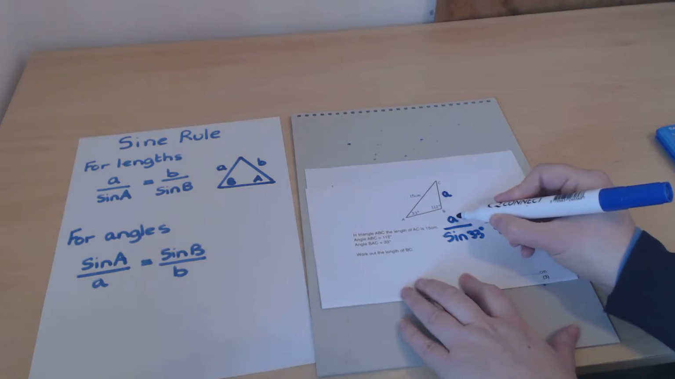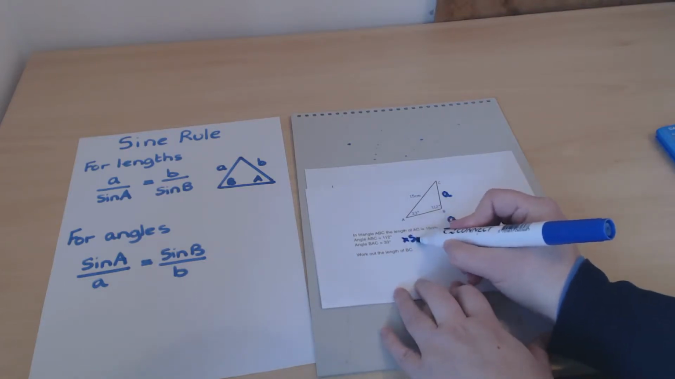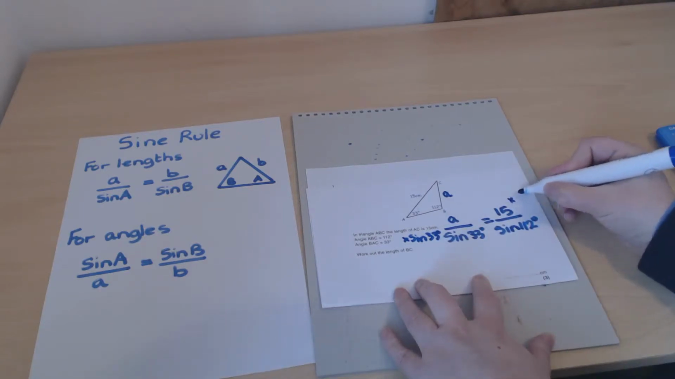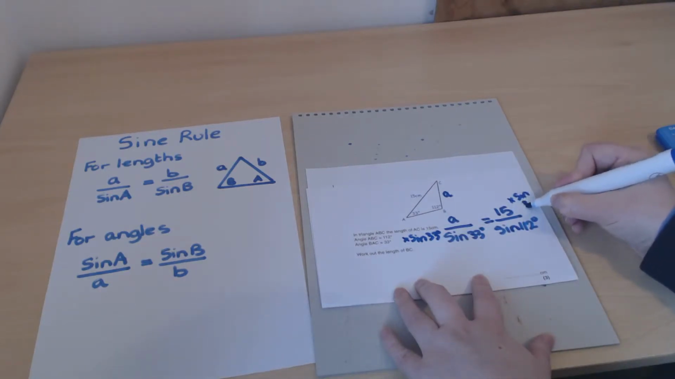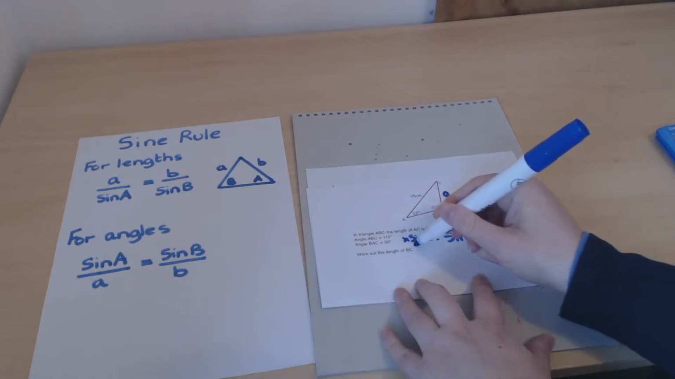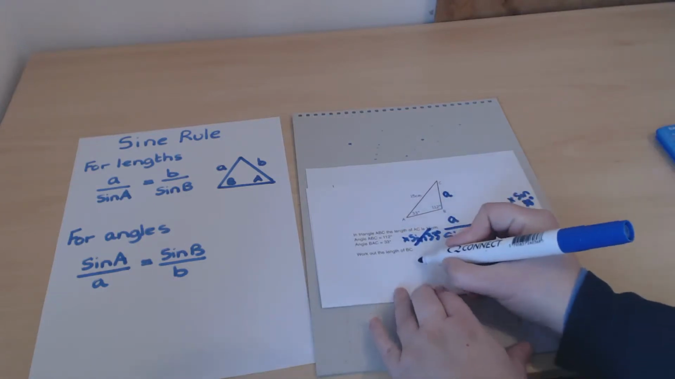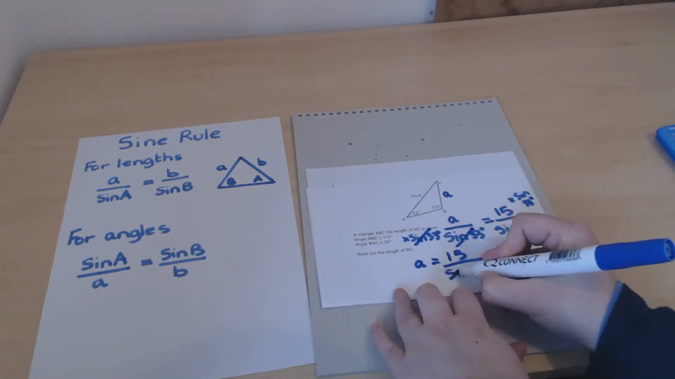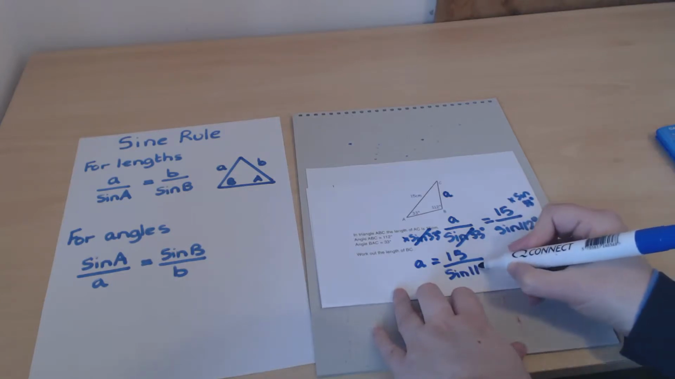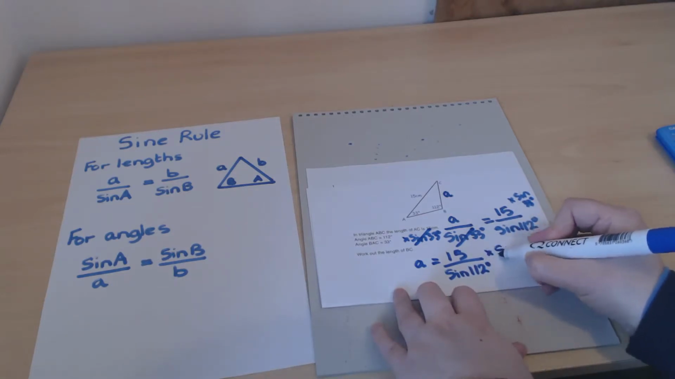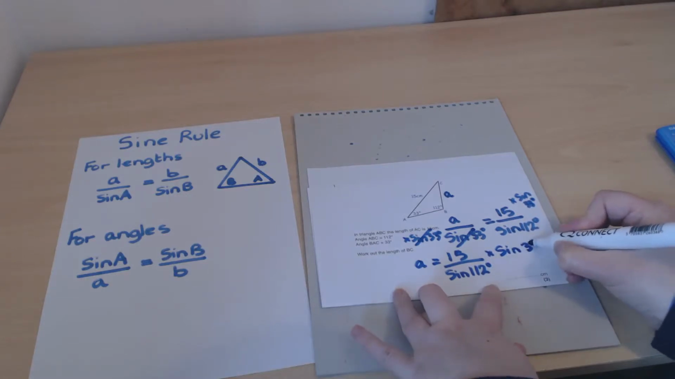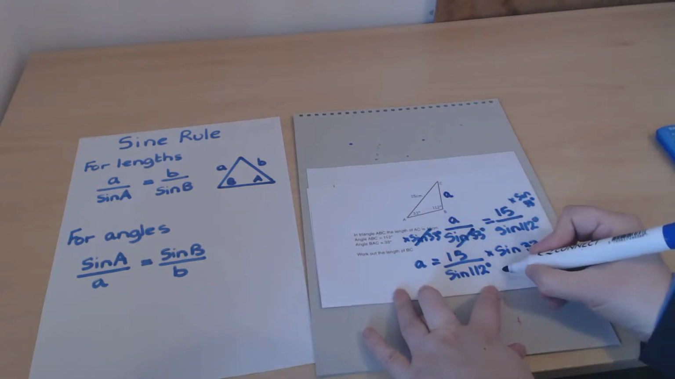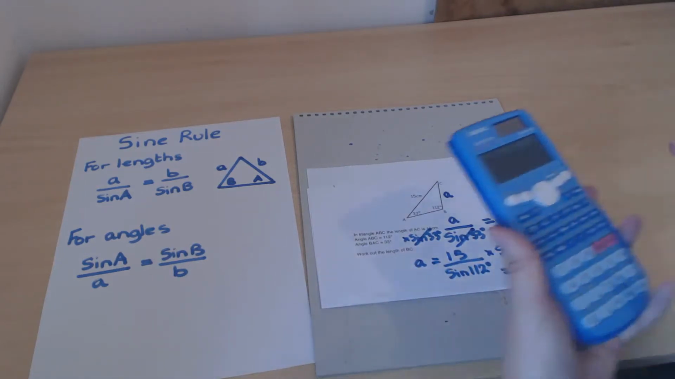So to get A all on its own, we're going to have to multiply both sides by sine 33 degrees this time. Okay, sorry, I haven't got a lot of room for it on this side, because that will then cancel with that. So A equals 15 over sine 112 times by sine of 33. And because there's no sine bit here, this literally is going to take us straight to our answer.